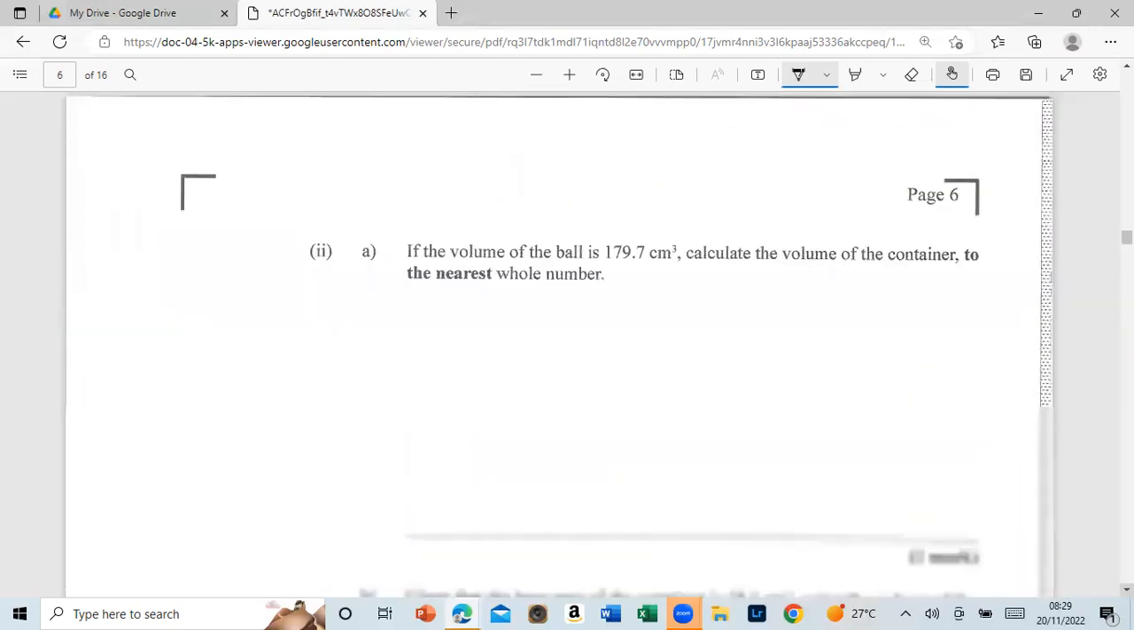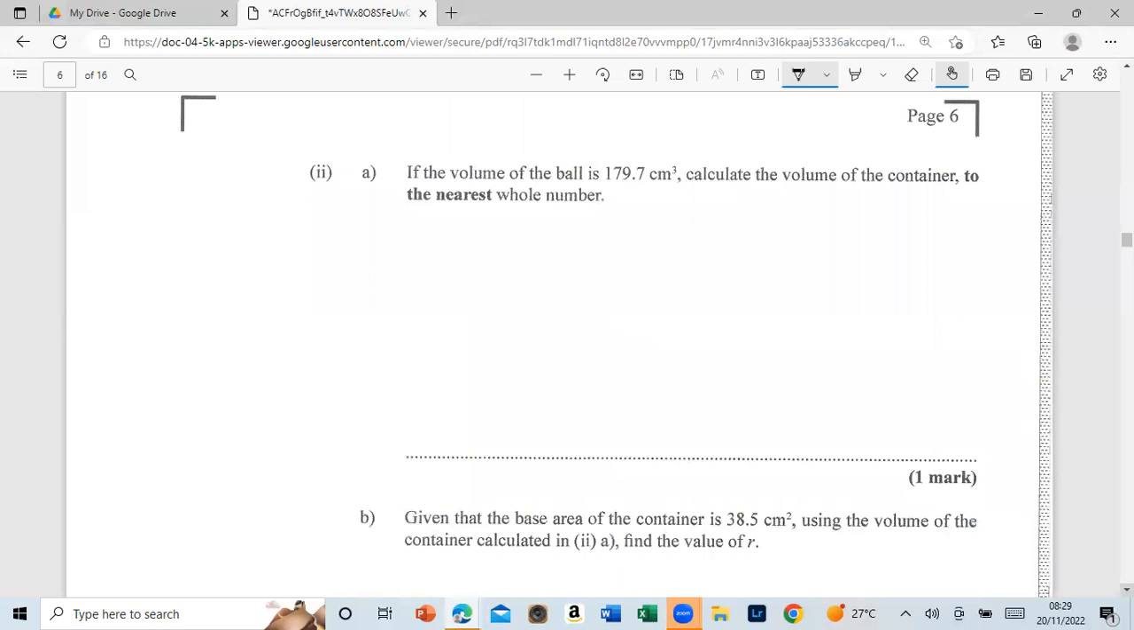It says if the volume of the ball is 179.7 centimetres cubed, calculate the volume of the container to the nearest whole number. This is the route I'm going to take. We know the formula for the ball, so let us write that. I'm going to go back up, because I remember it was on the head. So you're going to use that information. Don't need to start over.